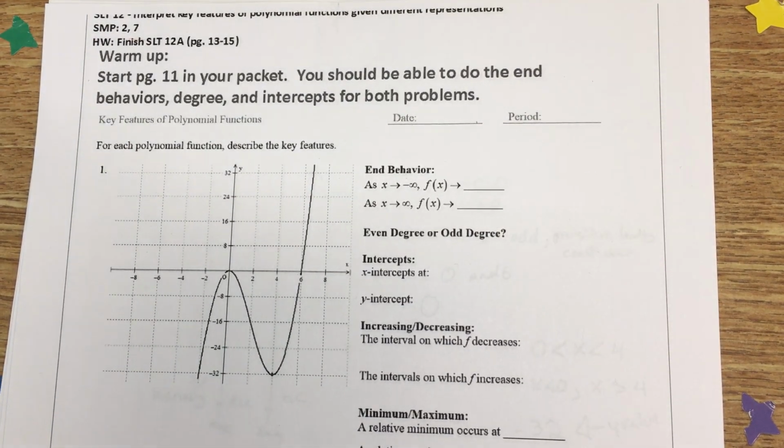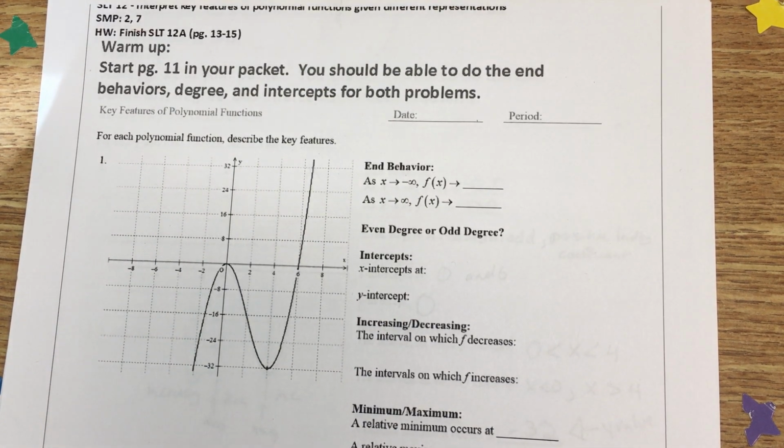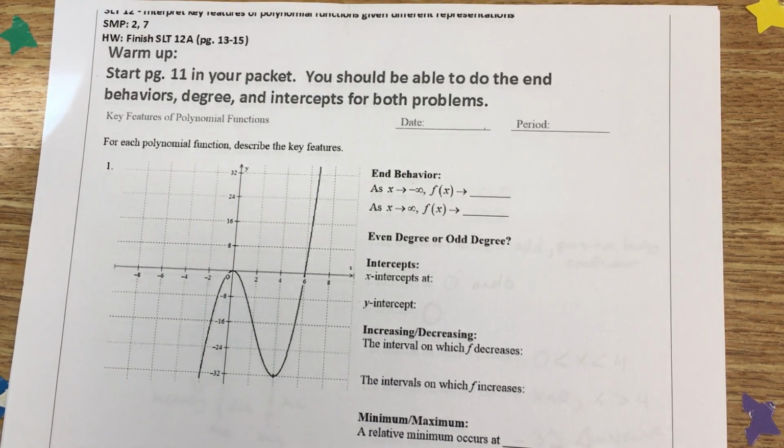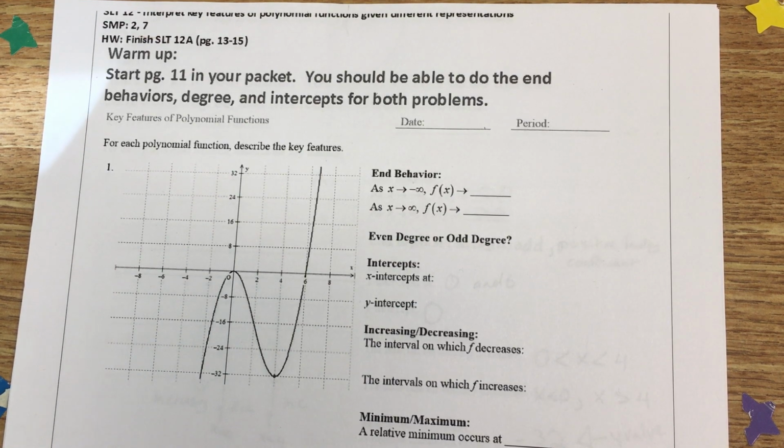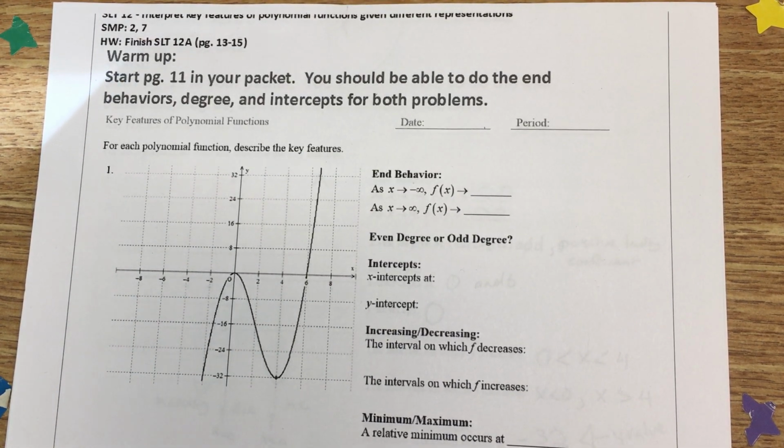Okay, this is going to be a lesson on SLT 12 in Unit 2, Topic 2. We're going to interpret key features of polynomial functions given different representations. So we're going to start on page 11. Everyone go ahead and turn to page 11, pause the video, and describe as many key features as you can for the two graphs on page 11.